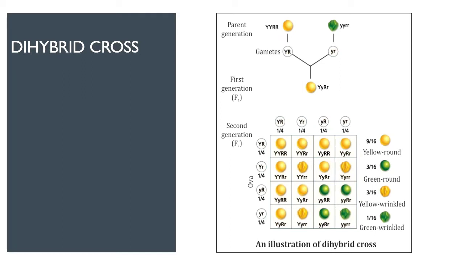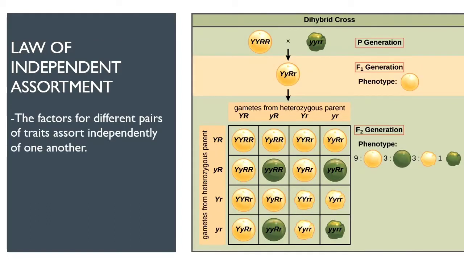Moving forward to our law of independent assortment. The law of independent assortment says that the factors for different pairs of traits assort independently of one another. This means that during meiosis, when the gene pairs are separating to form gametes, one pair of genes does not affect the other pair of genes while getting separated. On their individual basis they get separated. This is what is explained in the law of independent assortment.